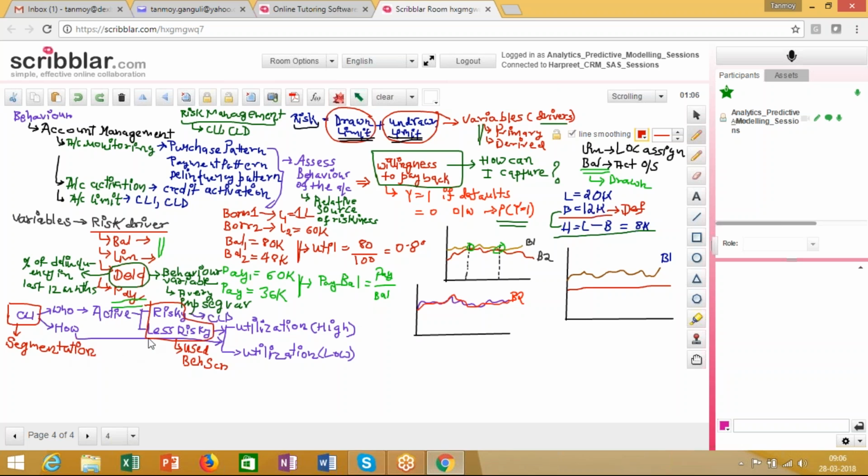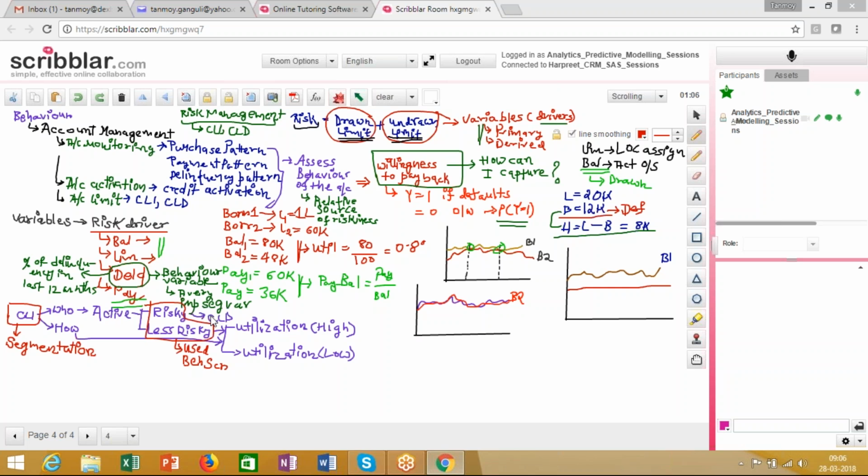Great. Now again, this behavior score, to decide upon the less risky and the more risky, plays a very critical role, right? It helps you divide the segments and identify who is high risk, low risk, or medium risk borrowers.